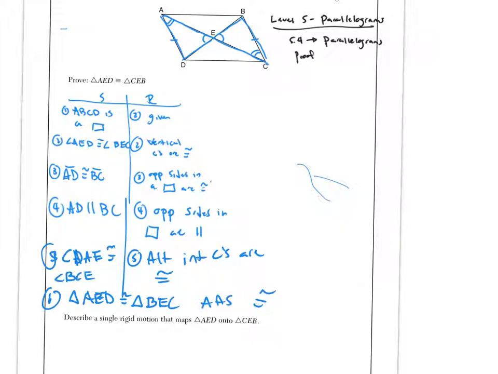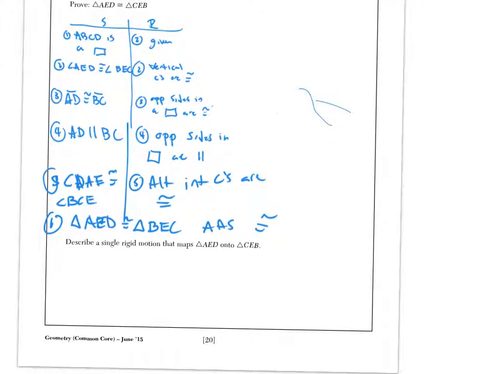And then finally it says describe a single rotation that would map it onto each other. I would just do a rotation 180 degrees counterclockwise around point E.